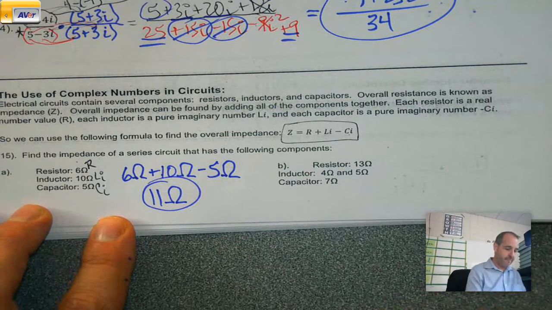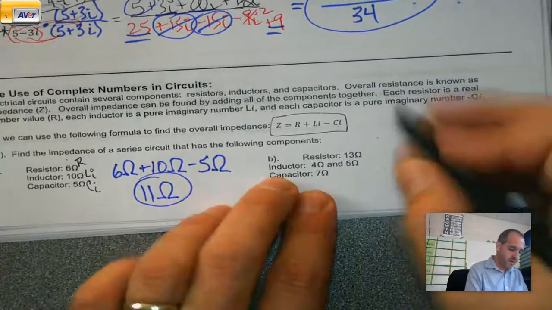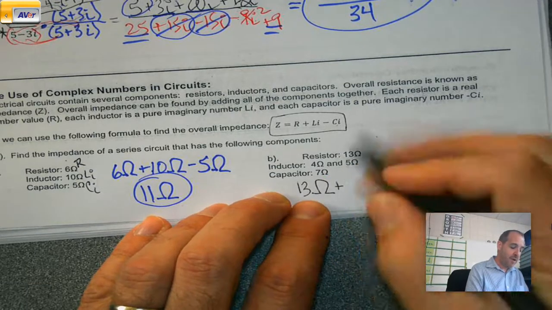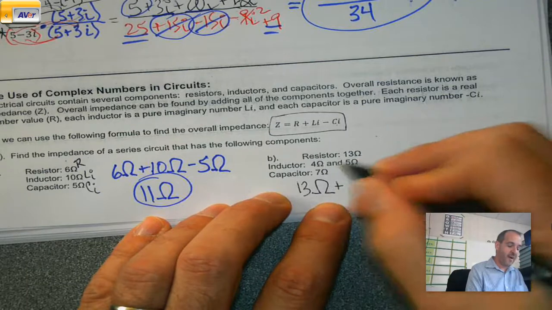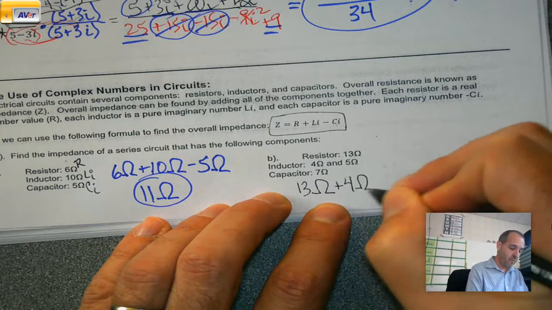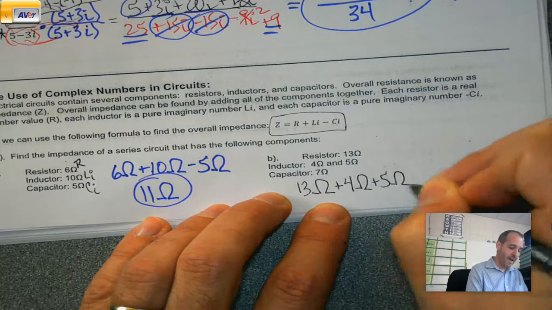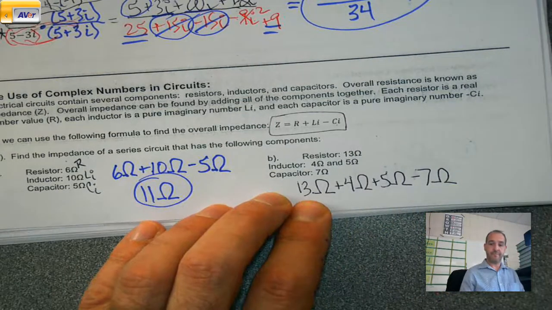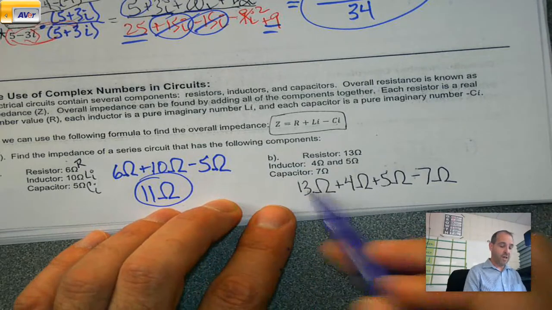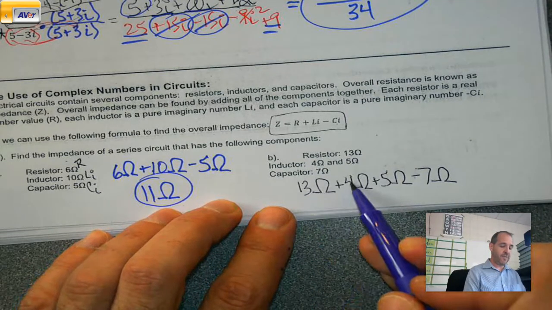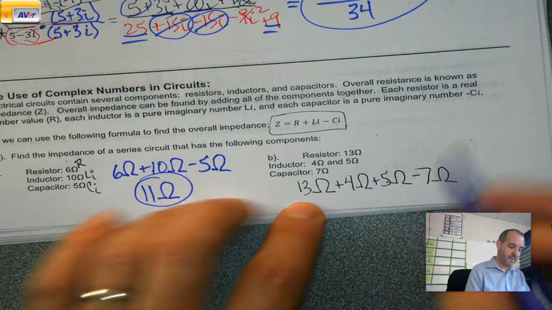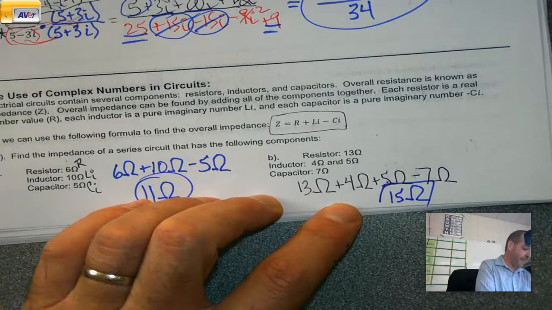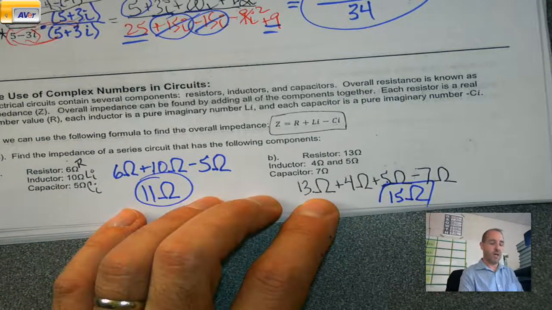Let's do it one more time. Okay? Our resistor is 13 ohms plus. Now, our inductor is 4 and 5 ohms. So, okay, so 4 and 5 minus our capacitor. Okay, it's just one more piece. All like terms. 13 plus 4 is 17, plus 5 is 22, minus 7 is 15 ohms. Okay? So, hey, you're rolling along here pretty good.